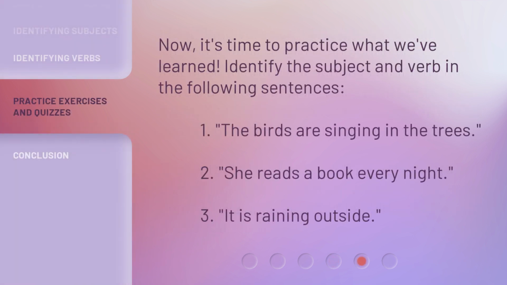Now, it's time to practice what we've learned. Identify the subject and verb in the following sentences. 1. The birds are singing in the trees. 2. She reads a book every night. 3. It is raining outside.